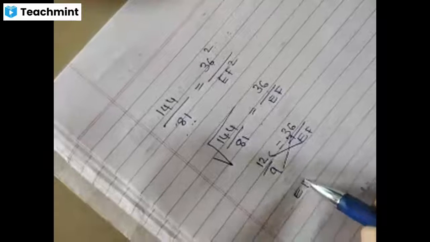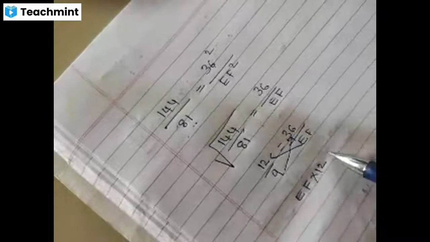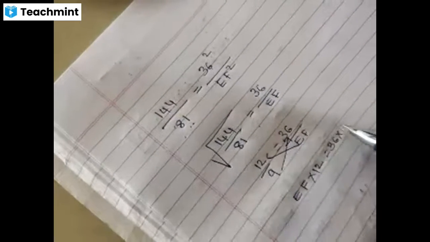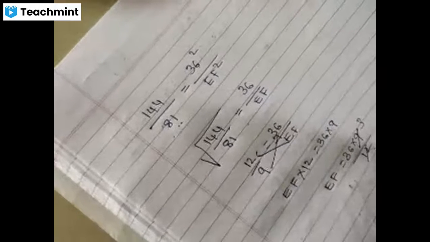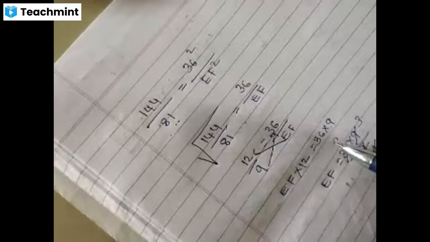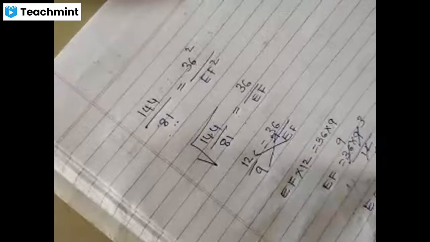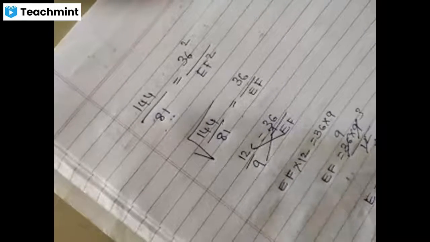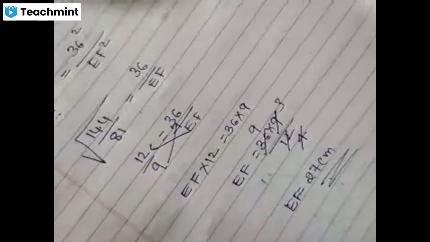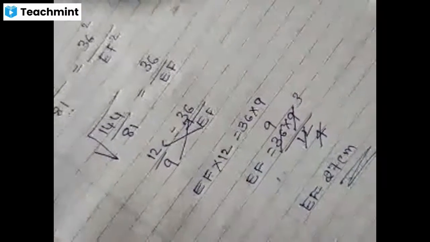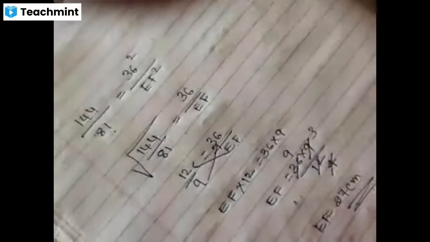EF into 12 is equal to 36 into 9. So EF is equal to 36 into 9 by 12. 3 3s are 9, 4 1s are 4. So EF is equal to 9 3s are 27 centimeter. This is the answer.